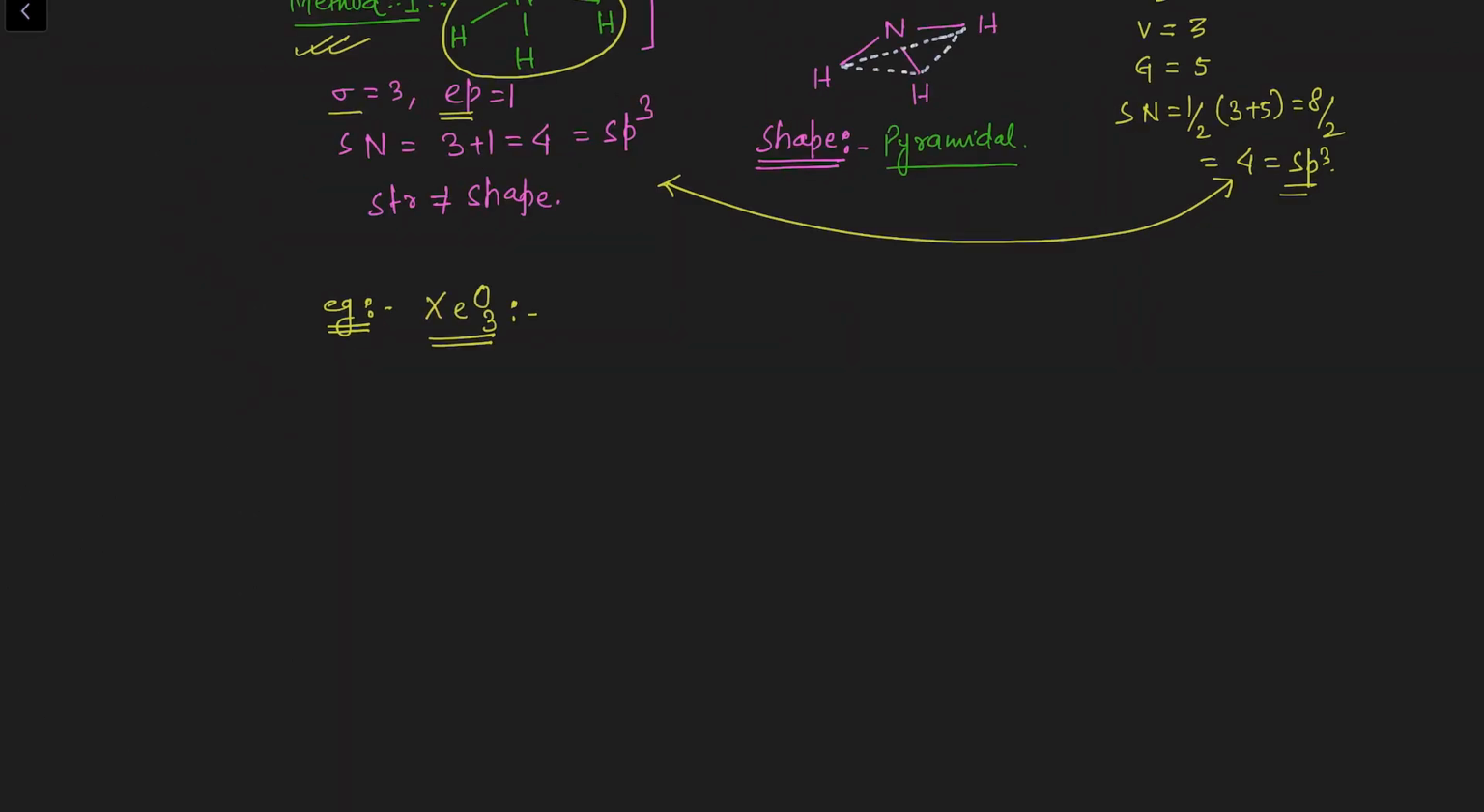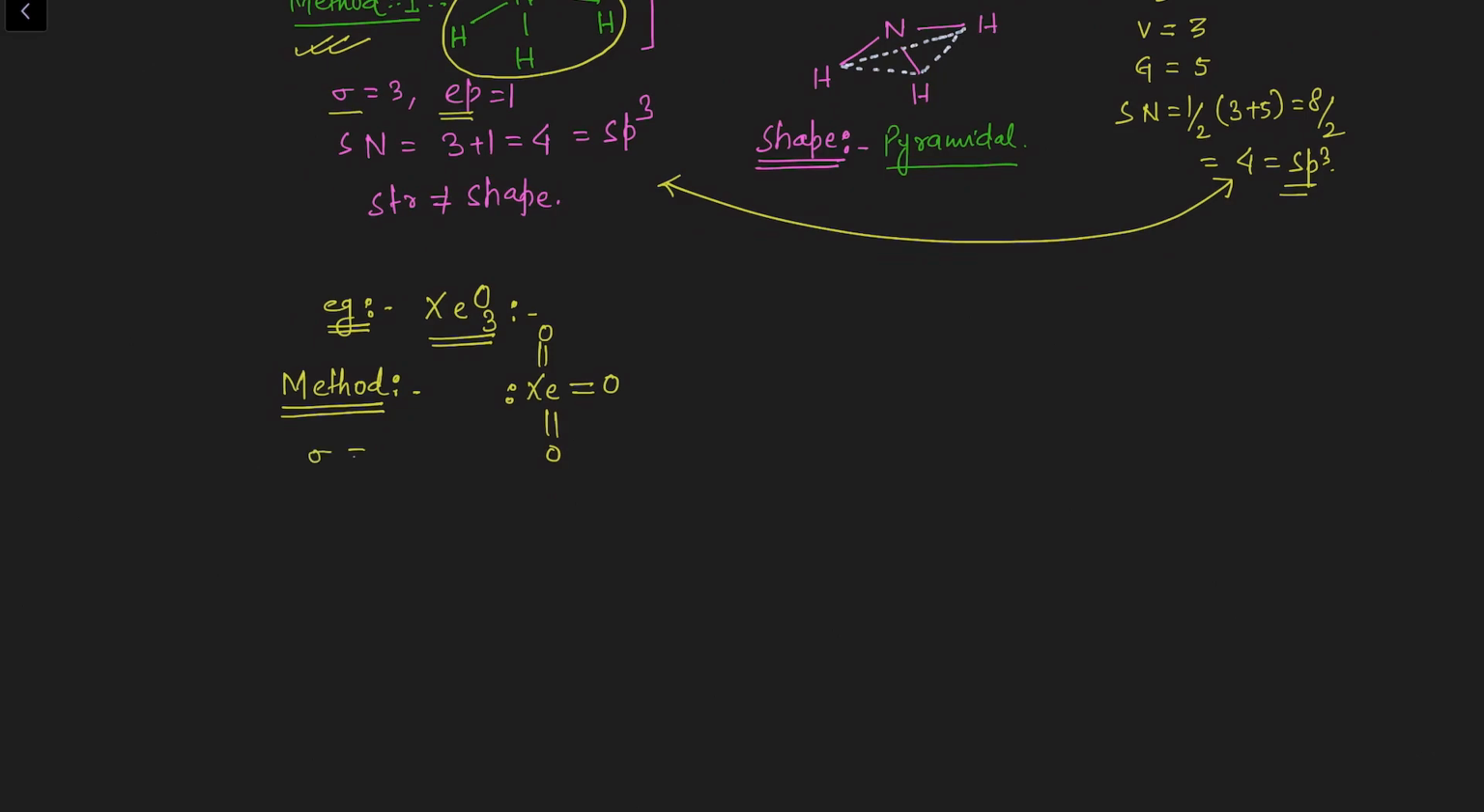XeO3. Now again we need to determine the geometry and hybridization of this molecule. So here the central atom is xenon, right? So draw the Lewis dot structure of this XeO3. I am drawing the general Lewis dot structure here now. The purpose of drawing the Lewis dot structure is only to get an idea about the lone pairs of electrons and sigma bonds.